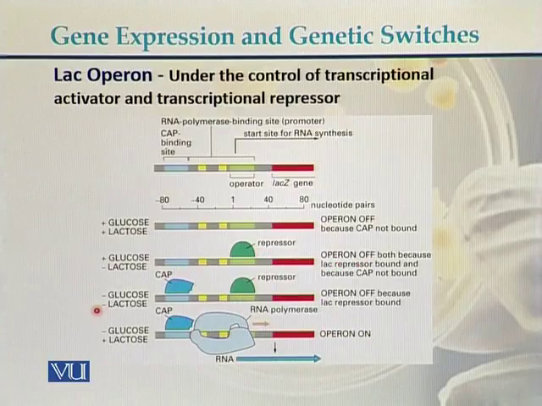In this diagram, if there is no glucose and no lactose, then the operon is off. Here we can see that if there is no glucose but there is lactose, then the operon is on. An operon is a group of genes which is present in bacteria.